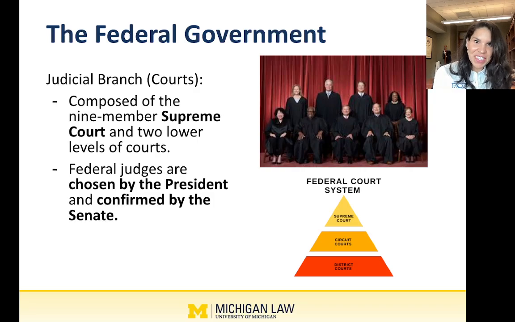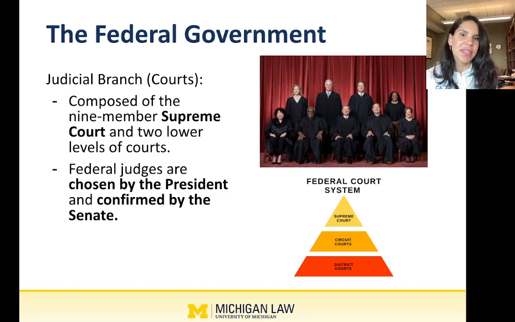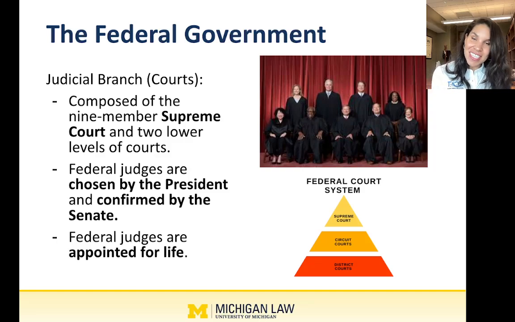I just mentioned this, so not only are Supreme Court judges chosen by the president, federal judges at these lower levels are also chosen by the president and then confirmed by the Senate. So all of these federal judges, including the Supreme Court judge, are chosen by the president, but the Senate has to agree and confirm. And these federal judges at all 3 levels are appointed for life.